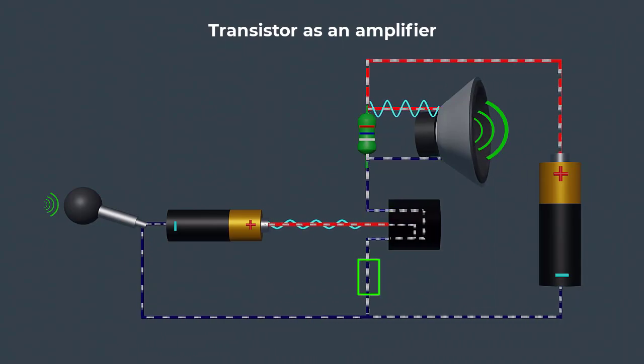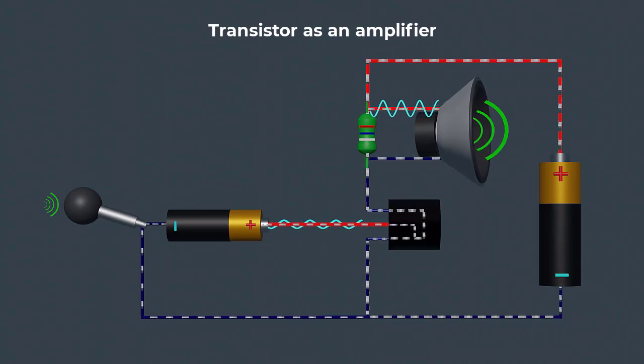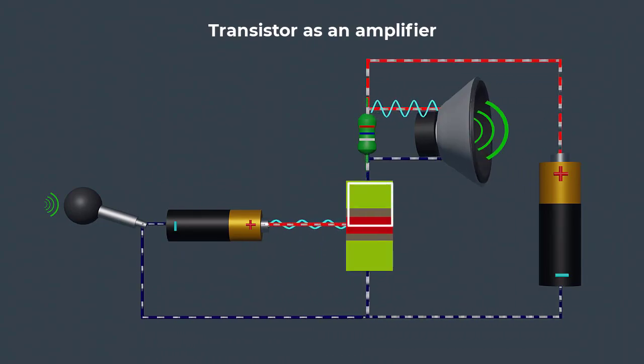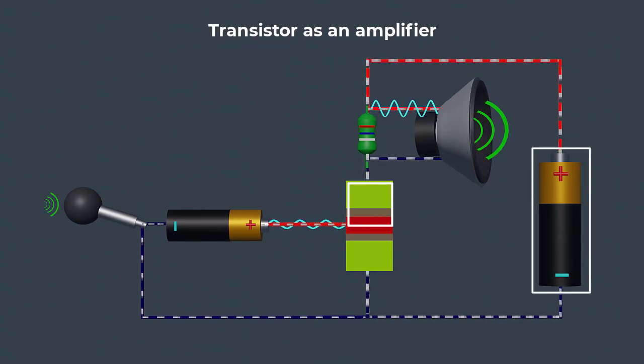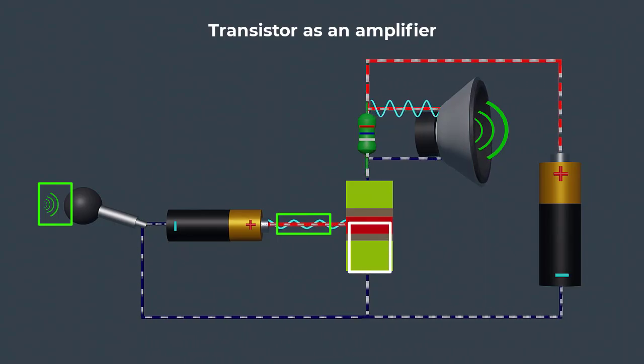The common emitter configuration is commonly used for amplification. Here, the base emitter junction is forward biased, and the collector base junction is reverse biased. A small input signal is applied to the base emitter junction.